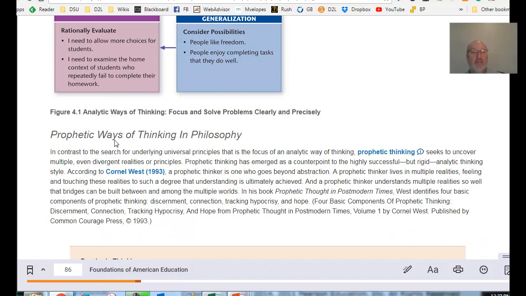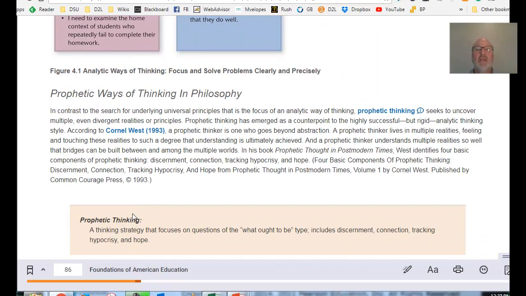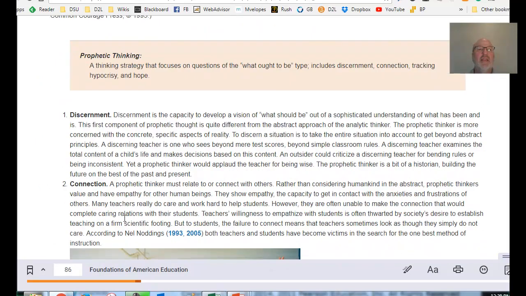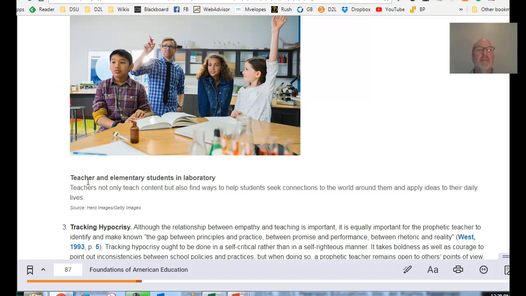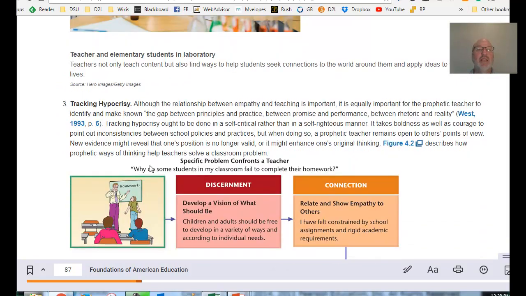Then we go to this prophetic ways here. Also, this is number 4. This will be number 5. That you'll respond to each of these. Again, these get a little hokey here. There's prophetic thinking. Here's discernment and connection. Tracking hypocrisy is really interesting.